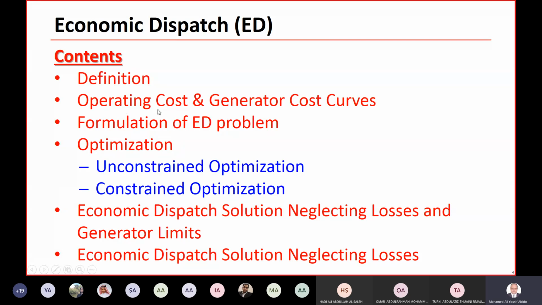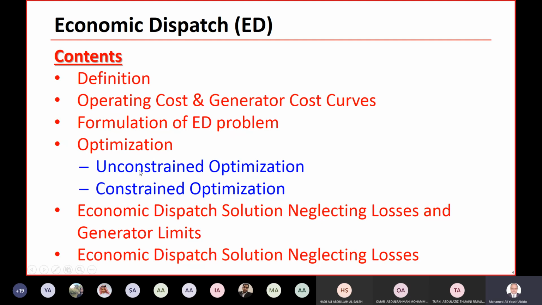We will also discuss the operating costs of the generators of the power plants. Generator cost curves: what is the input, what is the output, and how much the cost. These are also very important curves that play an important role in the economic dispatch problem. And we formulate the economic dispatch problem as an optimization.